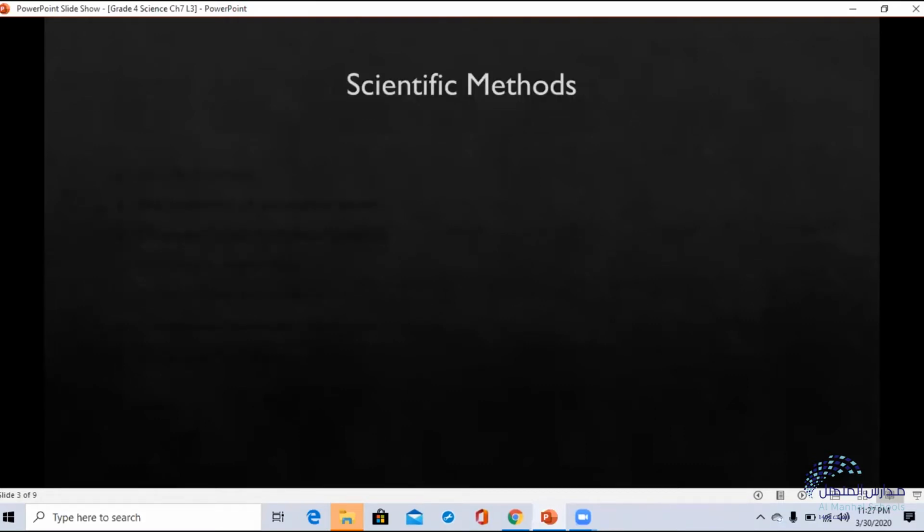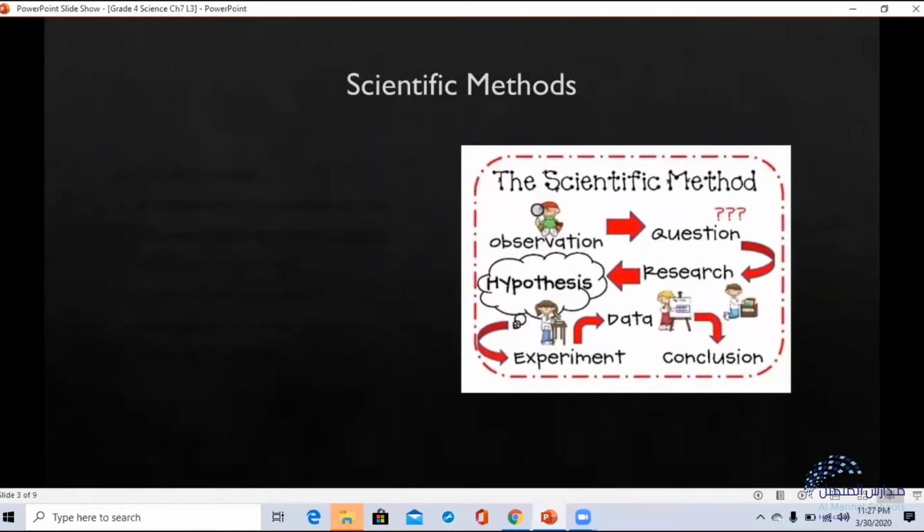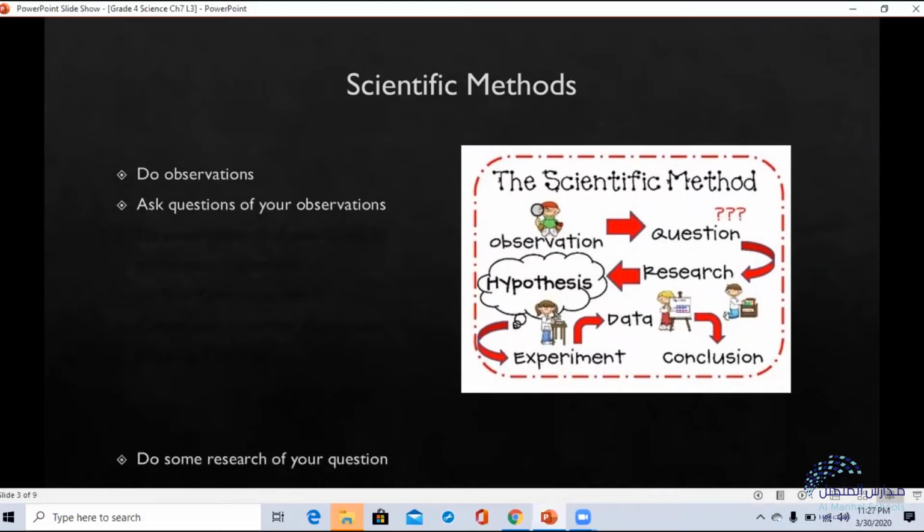Scientific methods. So what is a scientific method? In this picture, you can see what the scientific method is. First of all, you have to do an observation. This is looking around you and asking questions. So when you can see something that you don't understand, you need to ask a question. Why is that happening? Then you can do some research on your questions.